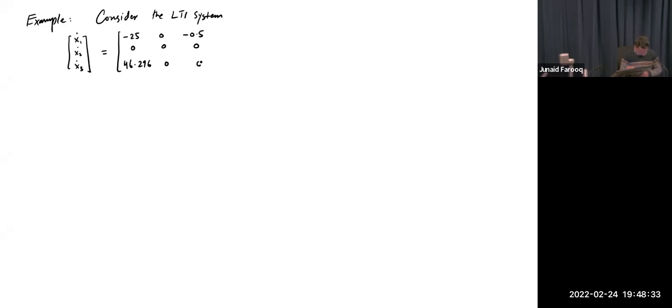So consider the LTI system with the 3 states. So you have x1 dot, x2 dot. It's going to be minus 25, 0, minus 0.5, 0, 0, 0, 46, 0.296, 0, and a, oops, there is a 1 here. You have x1, x2, x3 here, plus 5, 0, 0, u. And your y is 0, 0.02, and 0, x.